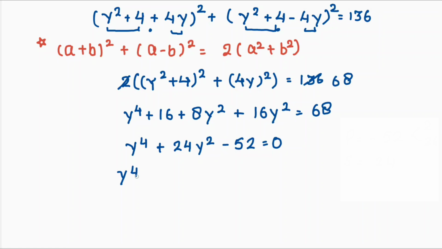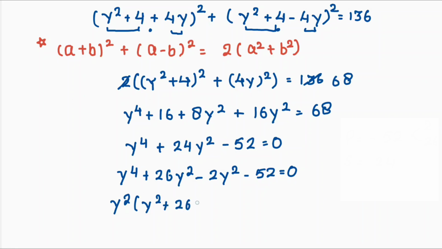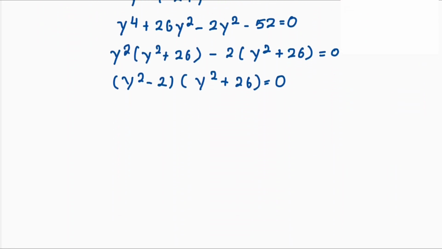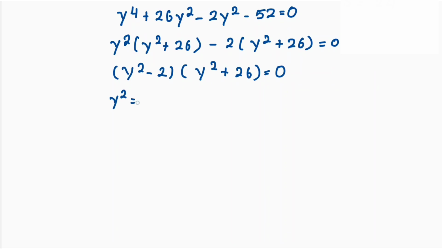So write this 26y square minus 2y square. So y square is 2 and y square is minus 26.